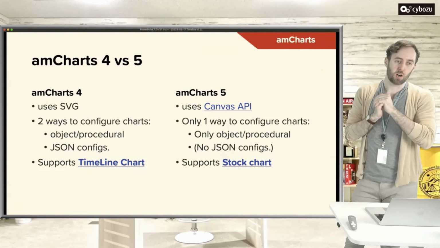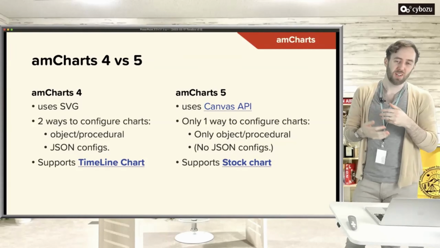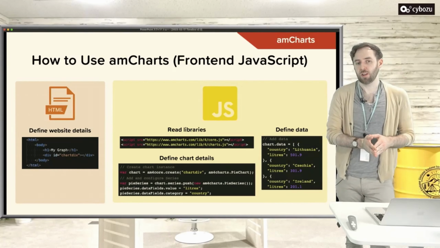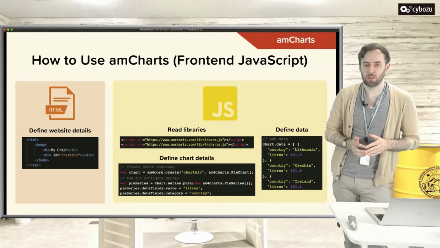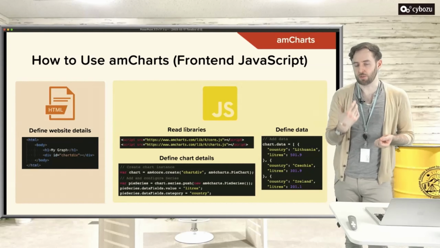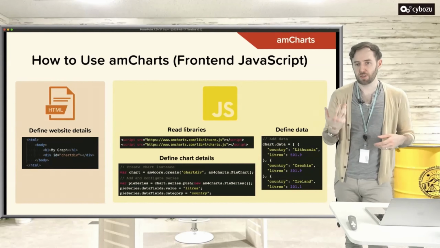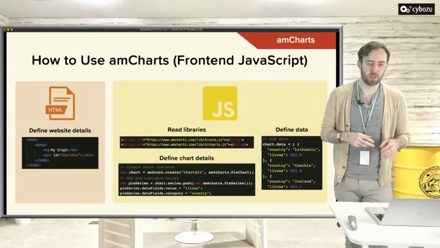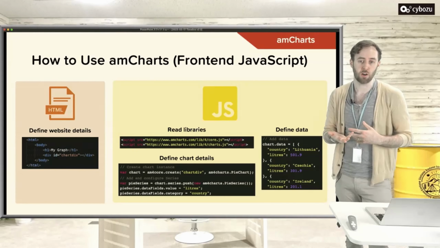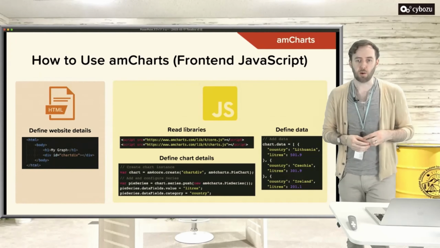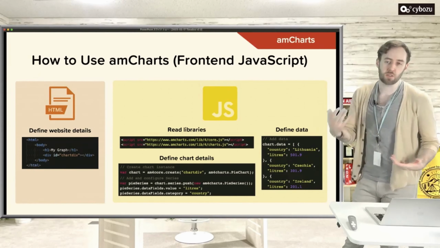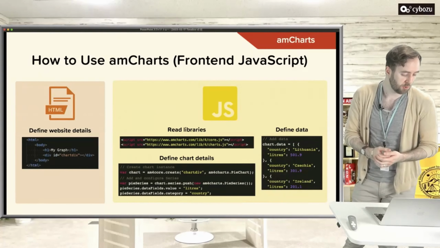The concepts are going to be almost exactly the same. You're going to create a div, an HTML div that's called something like my chart. You're going to import the JavaScript up above, or if you're using React, you could do npm install amCharts and then import amCharts. We'll be doing that in ours. You tell amCharts, hey, I want to create a timeline chart, and then you feed it some data. Those are the 3 steps that you need to do.